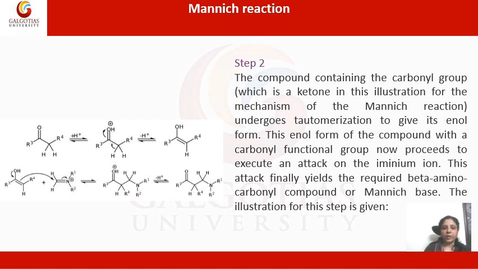Thus, the amino alkylation of an acidic proton which is placed alongside a carbonyl group by formaldehyde and a primary or secondary amine is achieved, and the required beta amino carbonyl compound is produced. So, from the mechanism given above, it can be observed that the Mannich reaction is an example of nucleophilic addition of an amine to a carbonyl group.